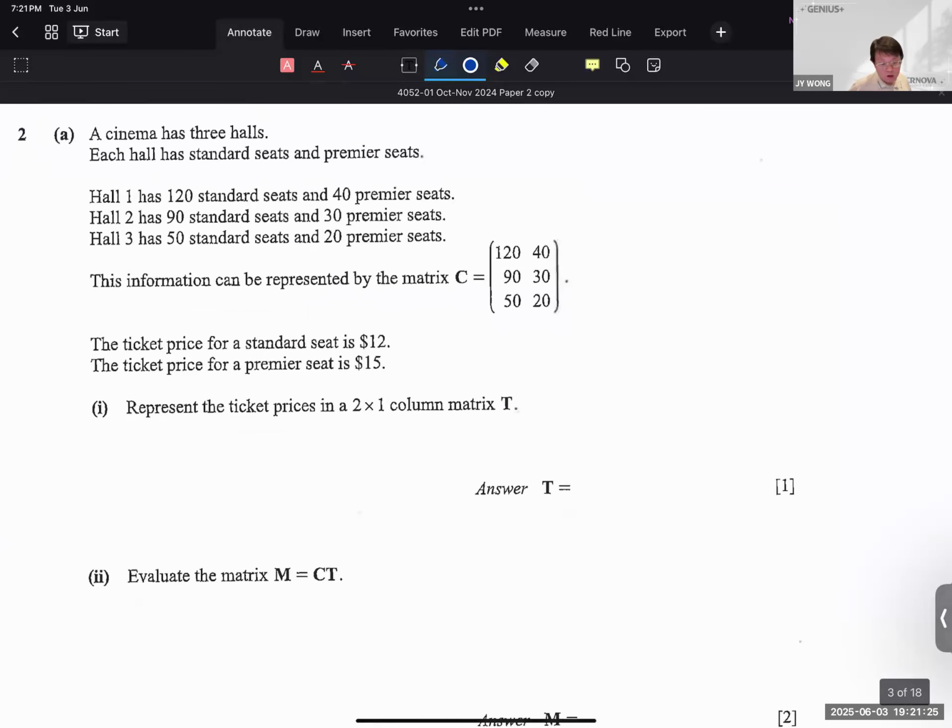Matrices, the matrix questions, actually traditionally matrix questions have always been easy, so you should make sure that you get it right.